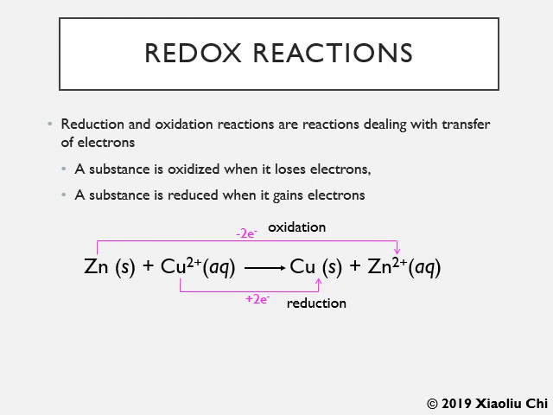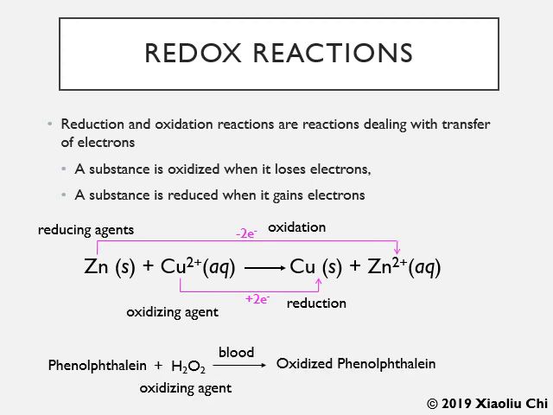Because copper ion is reduced by zinc, zinc is called a reducing reagent. On the other hand, zinc is oxidized by copper ion, and therefore copper ion is an oxidizing reagent. In the Kastle-Meyer test, the phenolphthalein is oxidized by hydrogen peroxide, and the hydrogen peroxide is the oxidizing reagent.